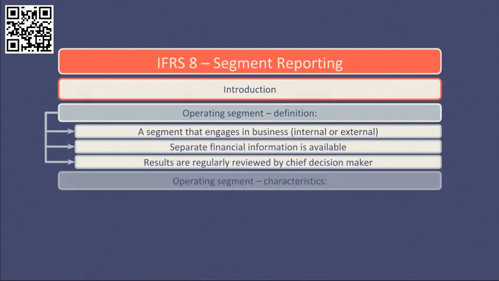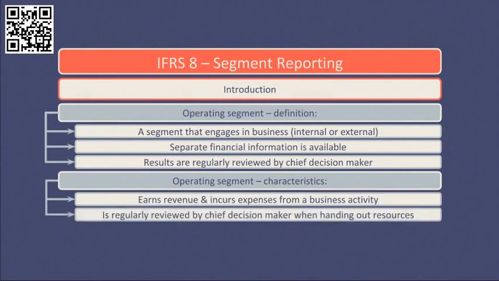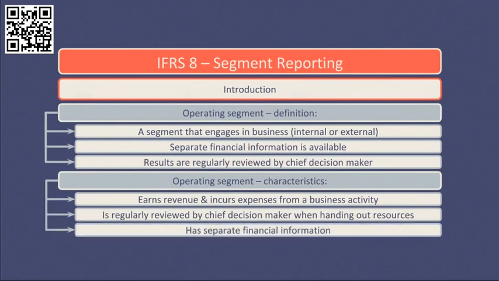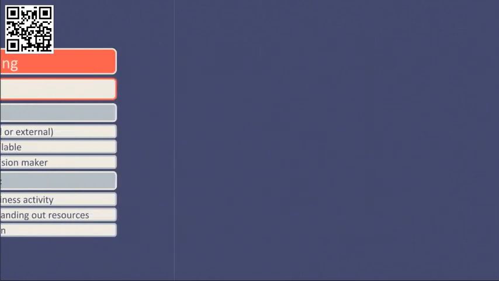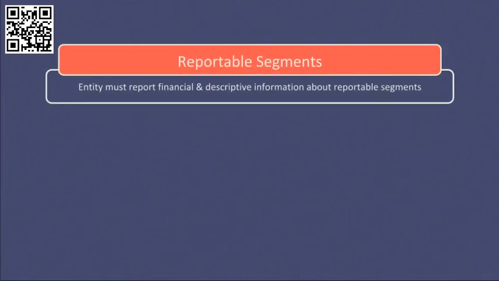So, an operating segment has the following characteristics. 1. Earns revenue and incurs expenses from a business activity. 2. Is regularly reviewed by the chief decision maker when handing out resources. 3. Has separate financial information available. The standard requires that the entity reports financial and descriptive information about its reportable segments.